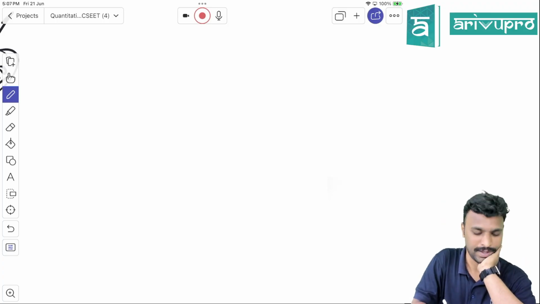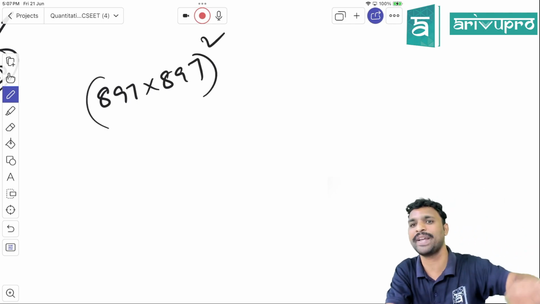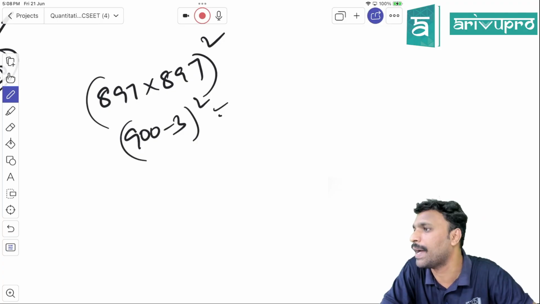Solve this. 897 into 897, the whole square. So, what minus what? 900 minus 3 whole square. Now we solve it. 900 square is 81 followed by 4 zeros.